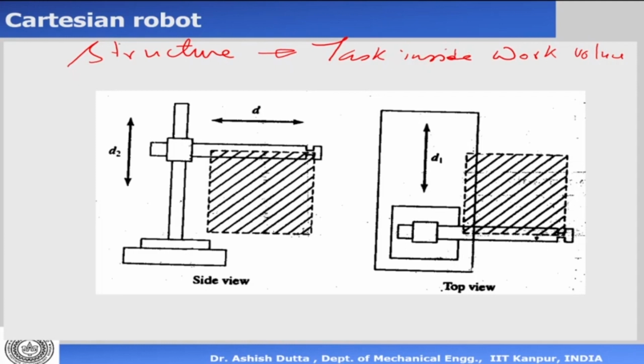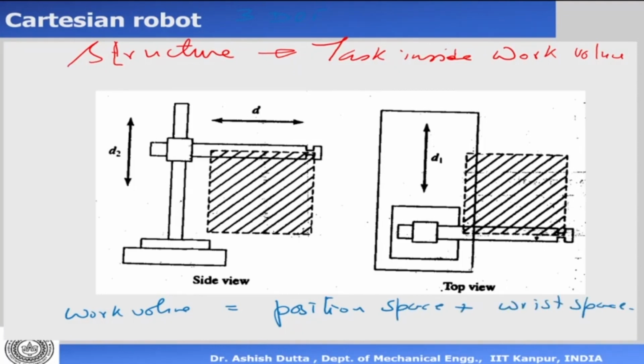This is something we have seen again in our second lecture, right at the beginning of the course, that if you're looking at the structure of the robots, if you're having a Cartesian robot which has 3 degrees of freedom, then the shape of the work volume is given like this. Okay. Now, this is a cuboid, and when we are drawing the work volume, we are dividing this into the position space plus wrist space. What is the meaning of this position space and wrist space?